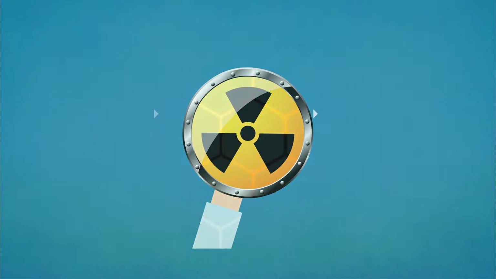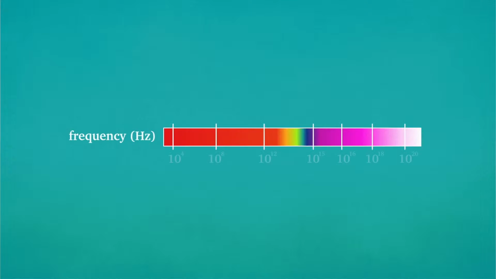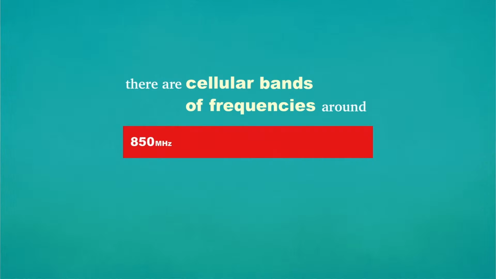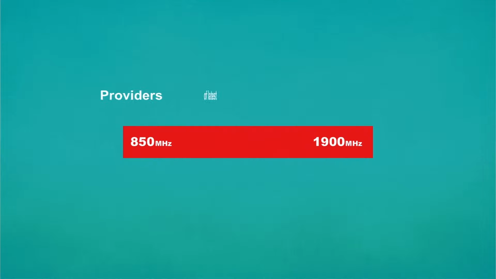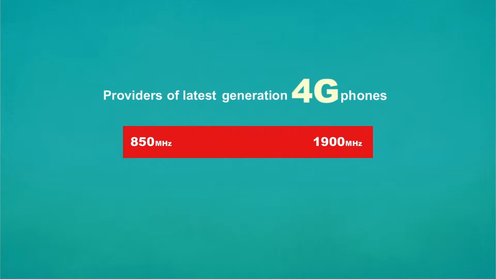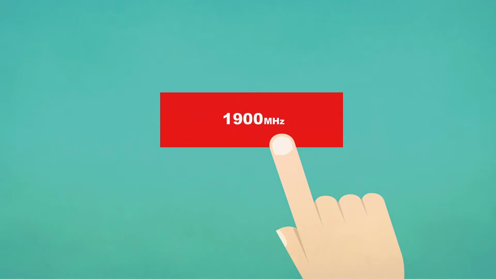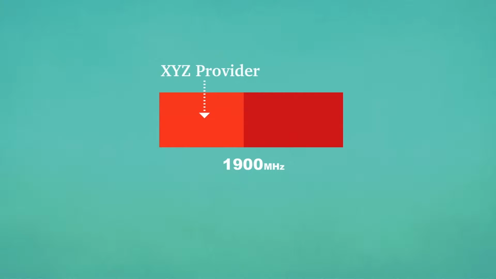Each hexagonal cell is a region where the phones serviced by a provider have to operate within a certain set of frequencies. In the United States, there are cellular bands of frequencies around 850 MHz and 1900 MHz assigned to cellular operators. Providers of latest generation 4G phones have been given the license to use several other bands around some other frequencies. Cell phone service providers have a narrow range of frequencies or bandwidth to work with, and a lot of customers' phone frequencies to cram into that narrow bandwidth.